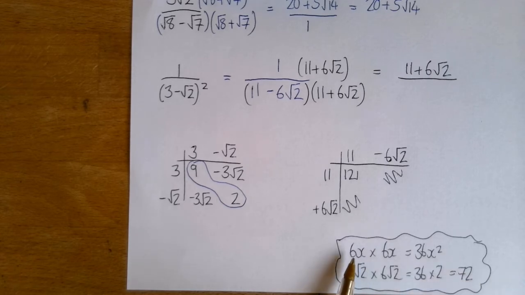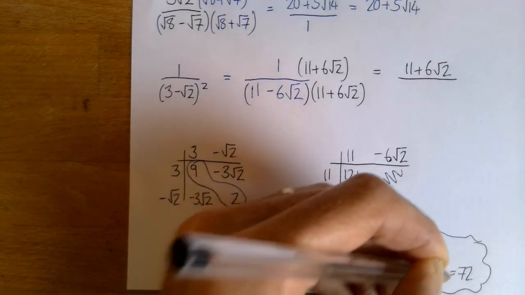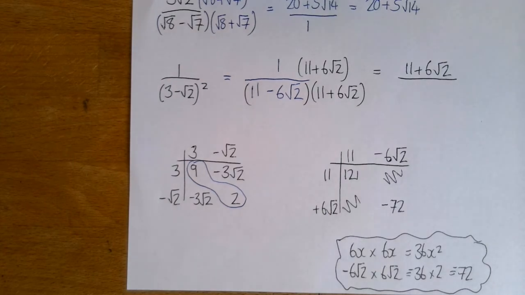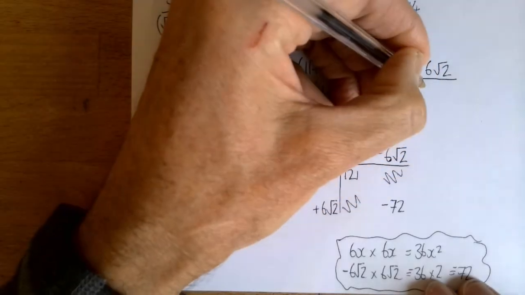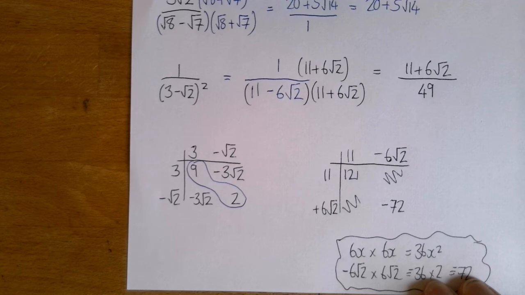As a little aside, if I do 6x times 6x, I do 6 times 6, which is 36, and x times x, which is x squared. If I've got 6 root 2 times 6 root 2, I do the same. 6 times 6 is 36, and root 2 times root 2 is 2, which gives me 72. If one of those two 6 root 2's is negative, then the answer will be negative, so I end up with minus 72. And does that give me 49? I think that gives me 49 as my denominator.